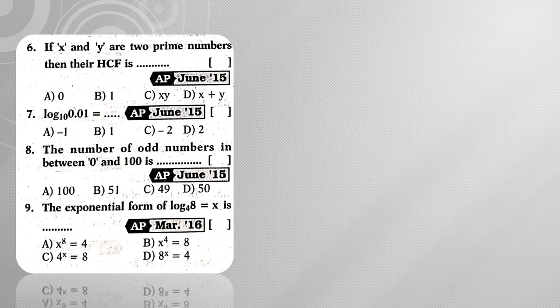Next, moving on to question number 6. If x and y are two prime numbers, then their HCF is? Since x is a prime number, the factors of x are x and 1. The same way, the factors of y are y and 1. Since both are prime numbers, their HCF will be the common factor, which is 1. Hence the HCF of these two numbers is 1.